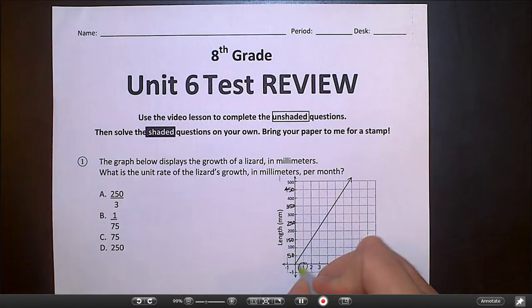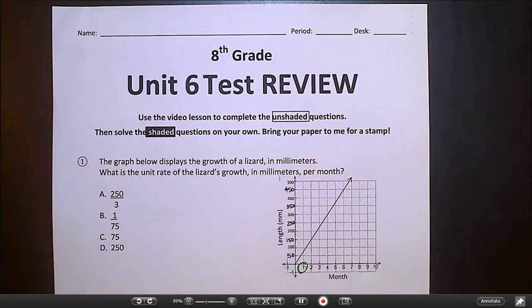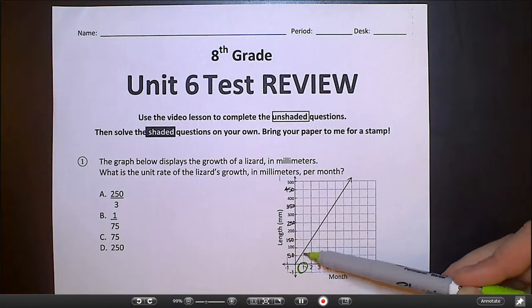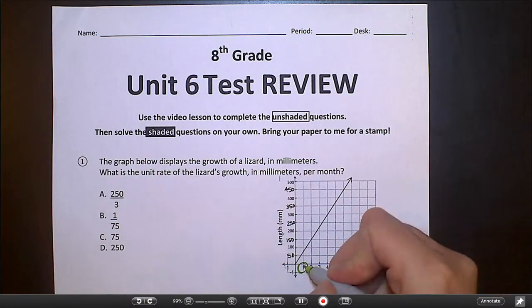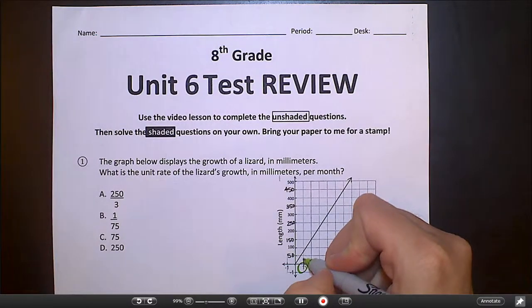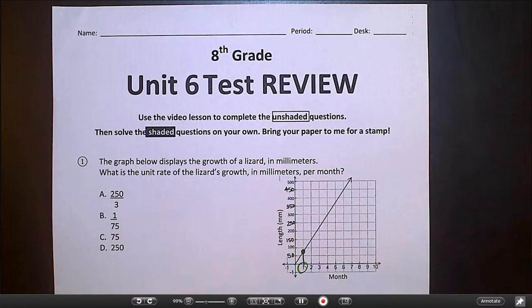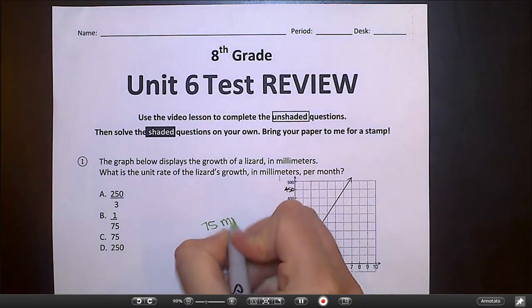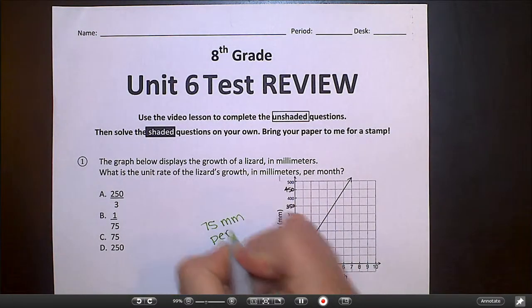So I want to know how many millimeters does he grow in 1 month. And so I'm going up from 1, all the way up from 1 to right here. And then if I come over here, I'm going to see that that is halfway between 50 and 100. And so that's 75. 75 millimeters per month.